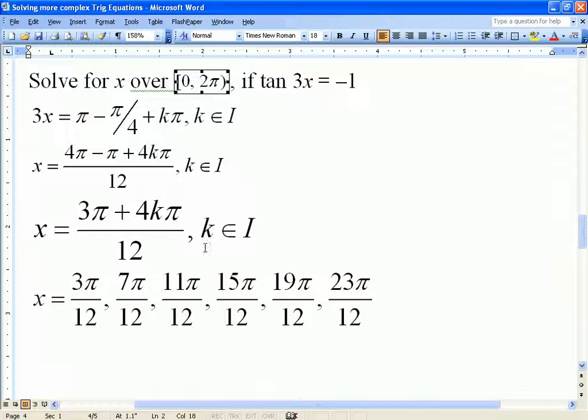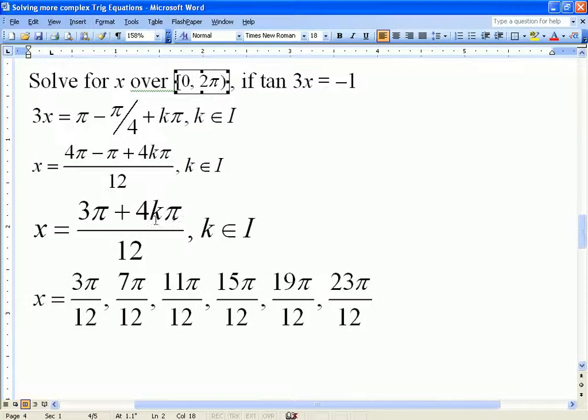So, when k is negative 1, you would see that you get 3 pi minus 4 pi, which is a negative angle which is not in this interval given between 0 and 2 pi. So, when k is 0, you would have 3 pi over 12, the first angle listed. When k is 1, we would have 3 pi plus 4 pi over 12, 7 pi over 12. When k is 2, we would have 3 pi plus 8 pi over 12, 11 pi over 12. When k is 3, we're going to have 12 pi plus 3 pi, 15 pi over 12.